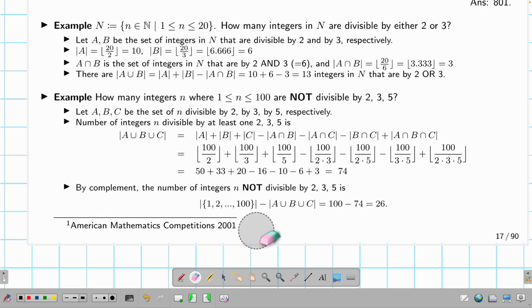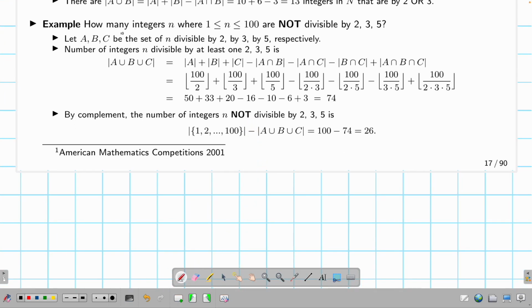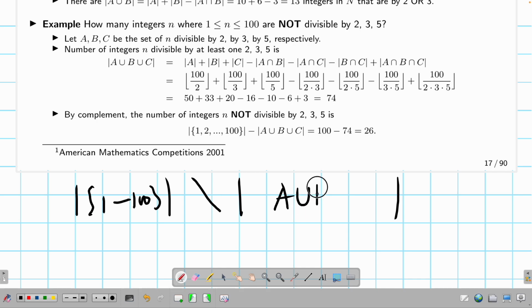That gives me 13, okay? The second example: how many integers from 1 to 100 are not divisible by 2, 3, or 5? So we can find the number of integers divisible by 2, 3, or 5, and then take the complement. So it will be the set of 1 to 100 minus the set of numbers divisible by 2, 3, or 5. Let's say the sets are A, B, C, for divisible by 2, by 3, by 5. So the first thing to do is to find A or B or C. And this is what? 3 sets.